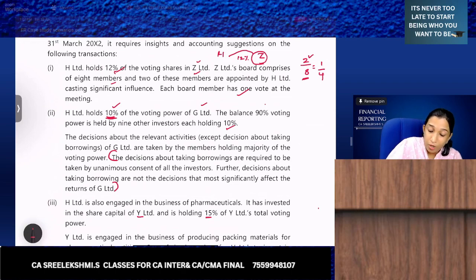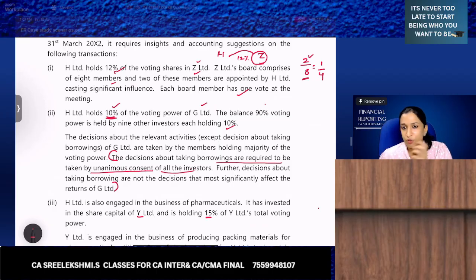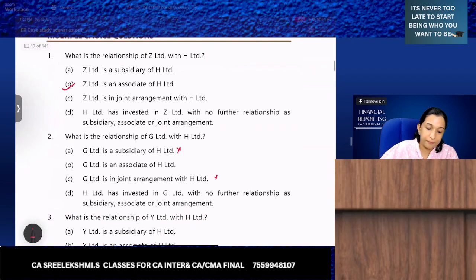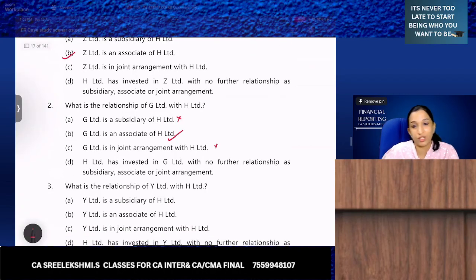But the decisions about borrowings are required to be taken with unanimous consent by all the investors. If unanimous consent is required by all the investors, then it is a joint arrangement. But that is not the decision that most significantly affects the returns of G Limited. So there is no joint arrangement, not a subsidiary, but only a 10% share is there. So we conclude that G Limited is an associate of H Limited by considering substance over form.